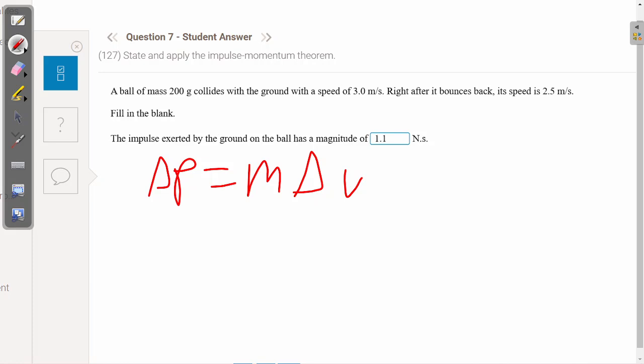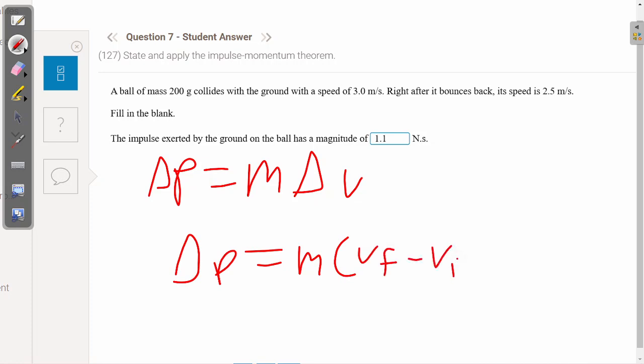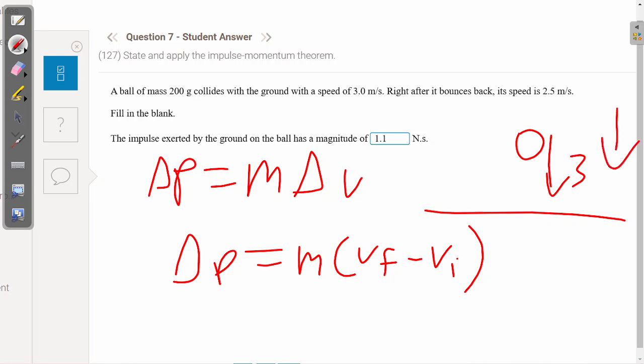Here you can write delta p equals m times v final minus v initial, right? Here the final velocity, it's not 2.5, it's negative 2.5. See, if I draw it, okay? The ball, look, it's going down at 3. Let's say the positive direction is going down. So if it goes back up, it will be negative 2.5 because it opposes the direction of motion.